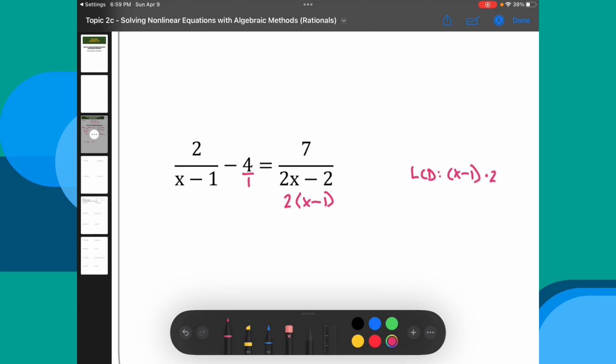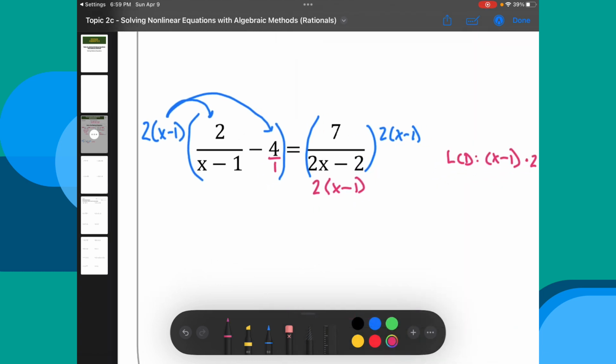So now we can go back and multiply both sides by our LCD. So when we do the left-hand side, remember to multiply the whole entire thing by 2 times x minus 1. And then we'll also multiply this whole side by 2 times x minus 1. Remember that is part of our numerator. But on the left-hand side, we're going to have to distribute and make sure it gets to both terms.